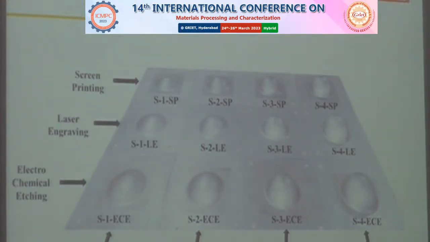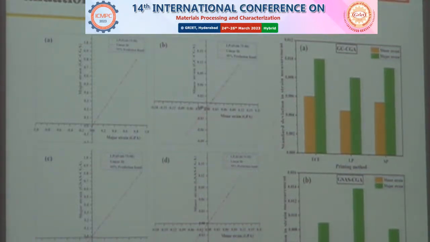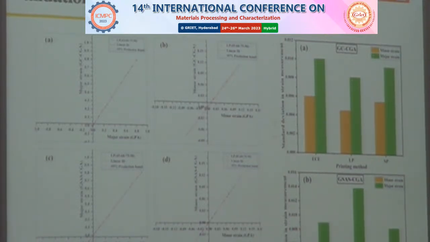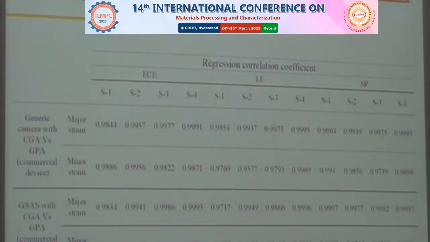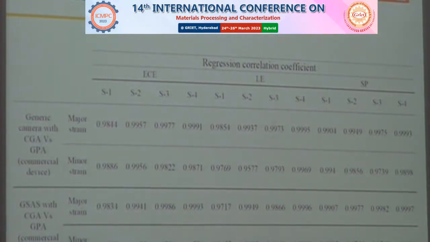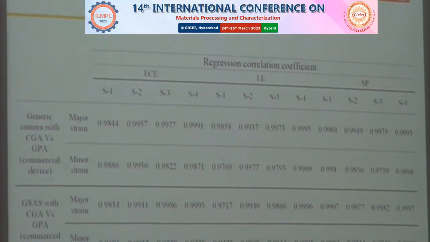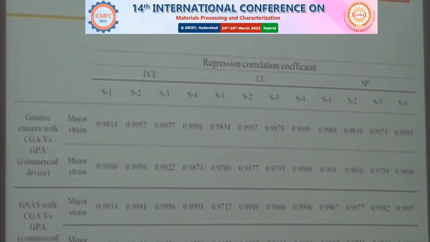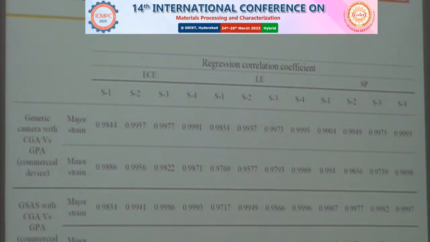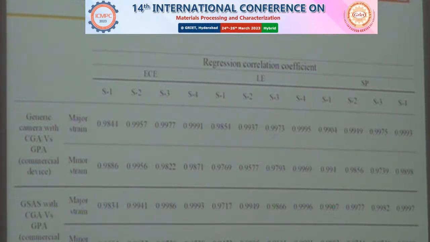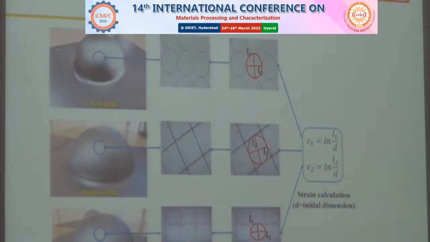After that, again we captured the images by using two different hardwares. We developed a generic USB microscope and GSAS. Using both devices that we developed, we captured, and we also captured using a GPA, that is a commercial device, and we studied whether there is any variation, and we did some statistical studies. Finally, what we found is you can use any hardware, the two types of hardware that we developed or the commercially available hardware. All are giving statistically acceptable results. And also we have done this kind of studies.